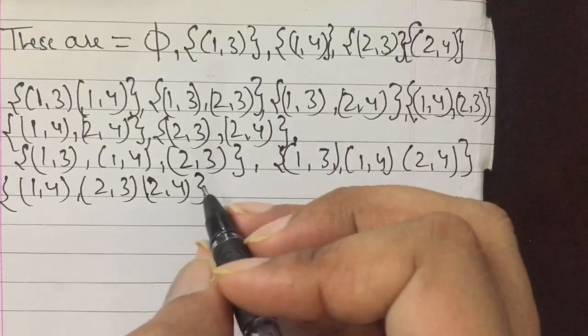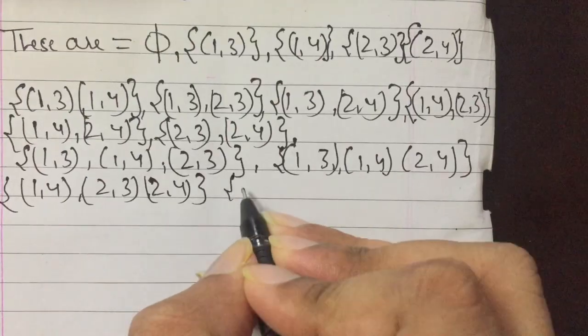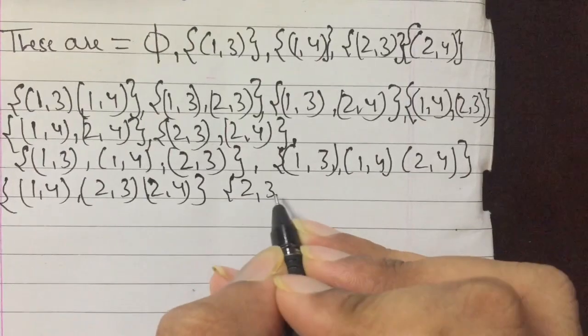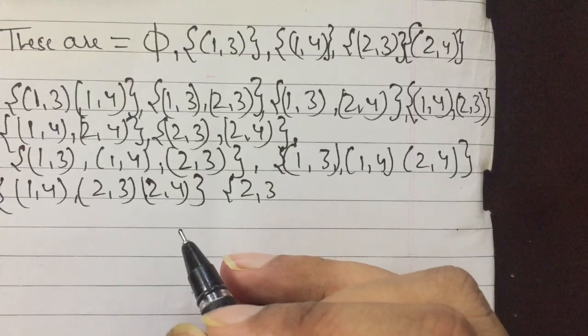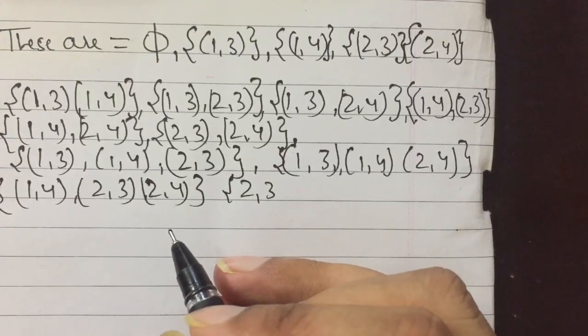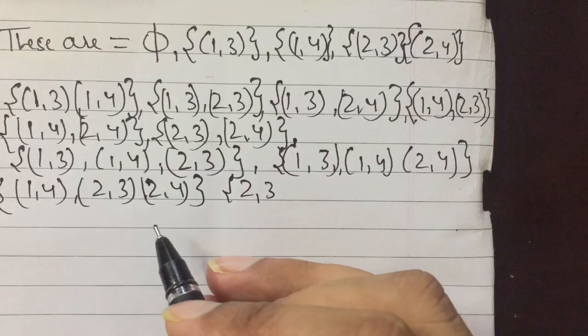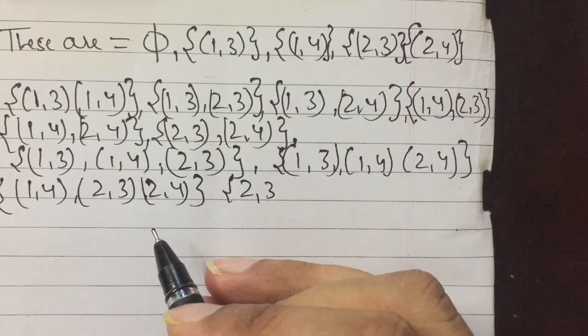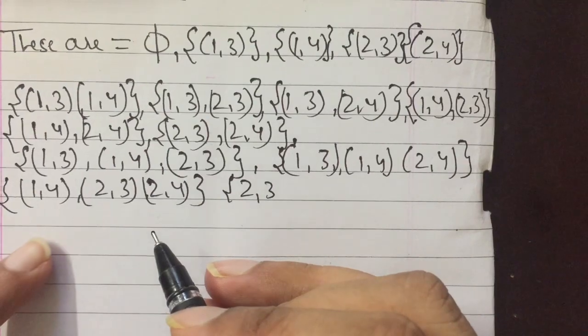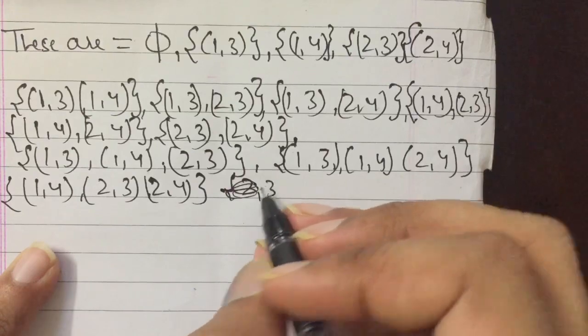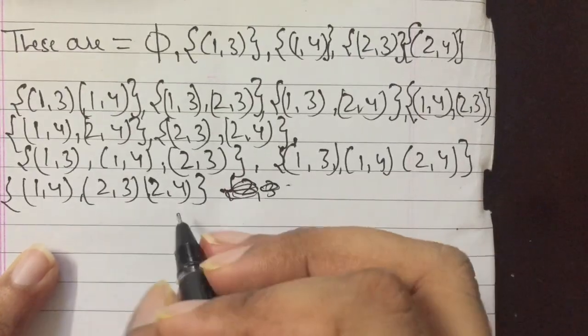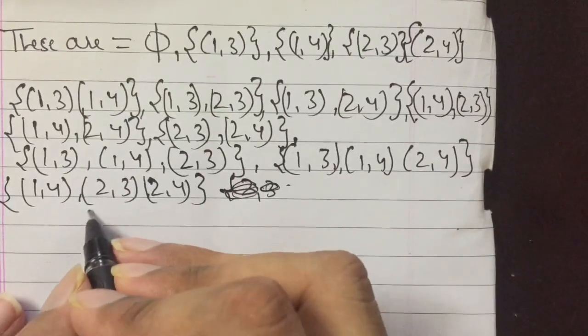Now one more set, (1,3), (2,3) and (2,4), three elements taken together. These are enough, I guess. So the last, the 15th one, next is four elements taken together.